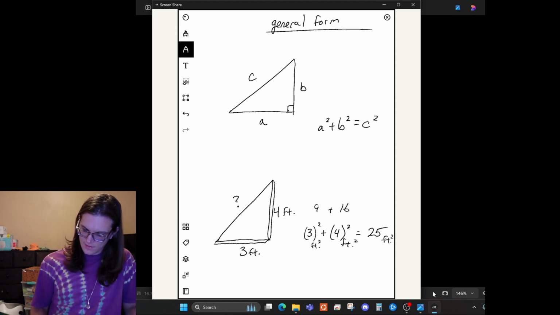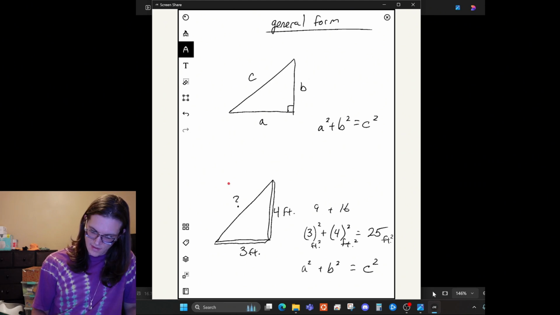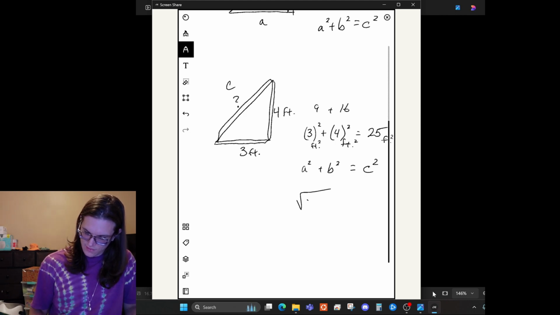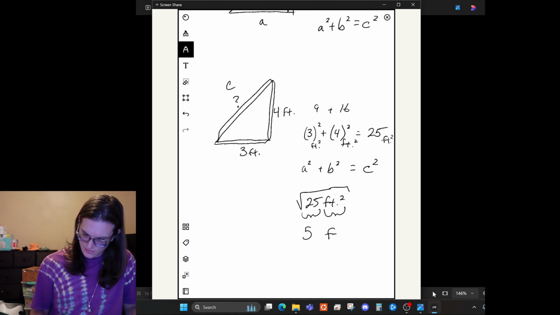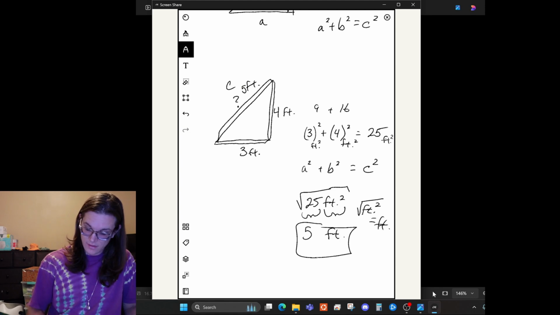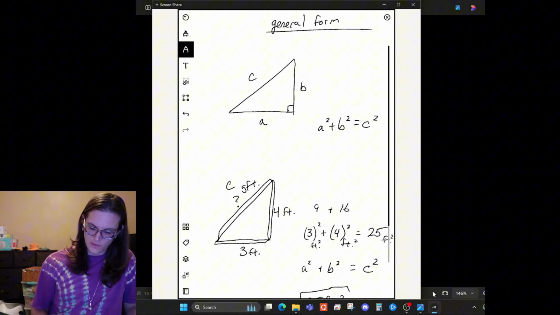And so that's a squared plus b squared equals c squared. We want to know just c, because the length of this plank is just c. So then we have to take the square root of this. The square root of 25 square feet is going to be 5, and then just feet. So the square root of square feet is just feet. So it's a classic 3, 4, 5 triangle, which we love. Anyway, the general form is what we care about.